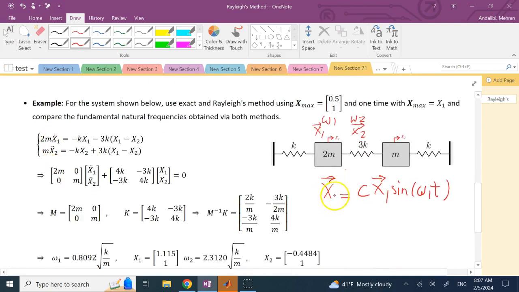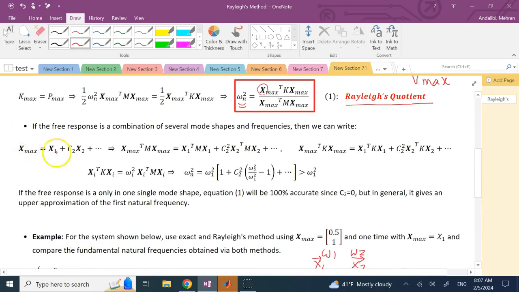But in general, the solution that you get in the system is not exactly one of the mode shapes. Most of the time, it's a linear combination of the mode shapes. So it is going to be something like this: x1 times a coefficient of 1, plus x2 times some coefficient c2, all the way to as many frequencies as you might have, depending on how many degrees of freedom you have. So this does not go to infinity. This might end at cn xn, where n is the degrees of freedom of the system. So you can write it like that.